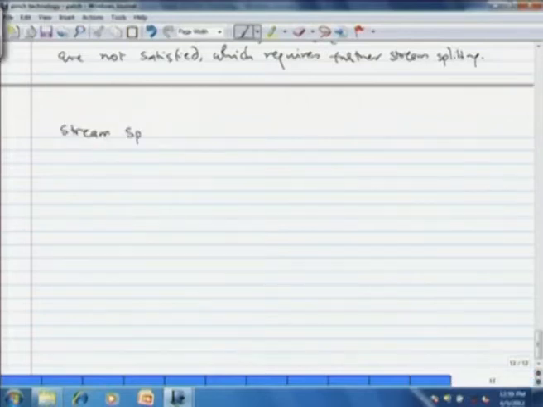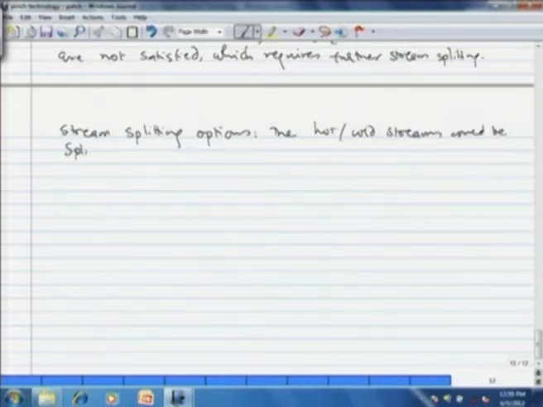Stream splitting options. The hot or cold streams could be split into branches with different CP values, still obeying the CP constraint.